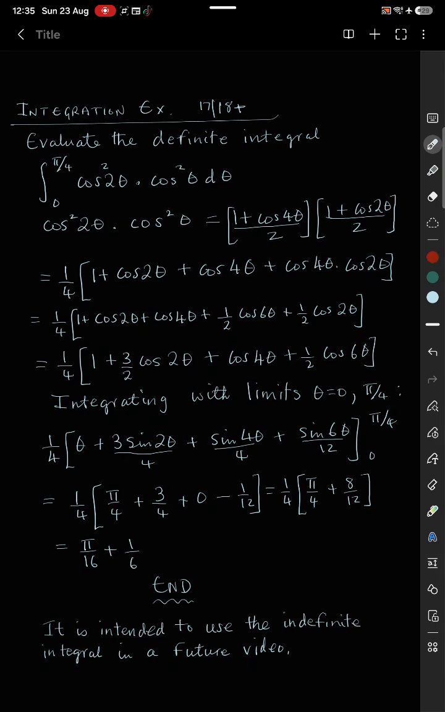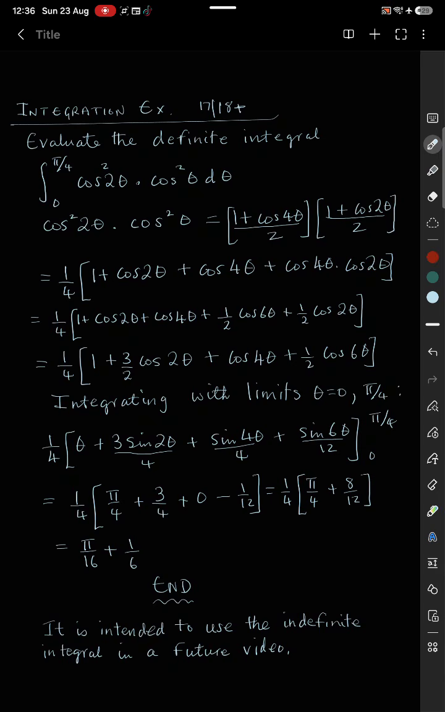and then multiplying out, we get 1/4 bracket 1 plus cos 2 theta plus cos 4 theta plus cos 4 theta times cos 2 theta, which then next line equals 1/4 bracket 1 plus cos 2 theta plus cos 4 theta, and then 1/2 cos 6 theta plus 1/2 cos 2 theta. I've used the factor formulas for trig identities in that particular step.